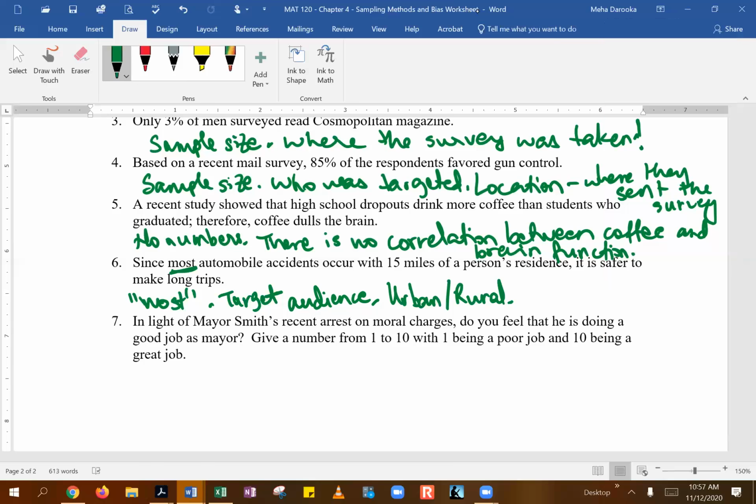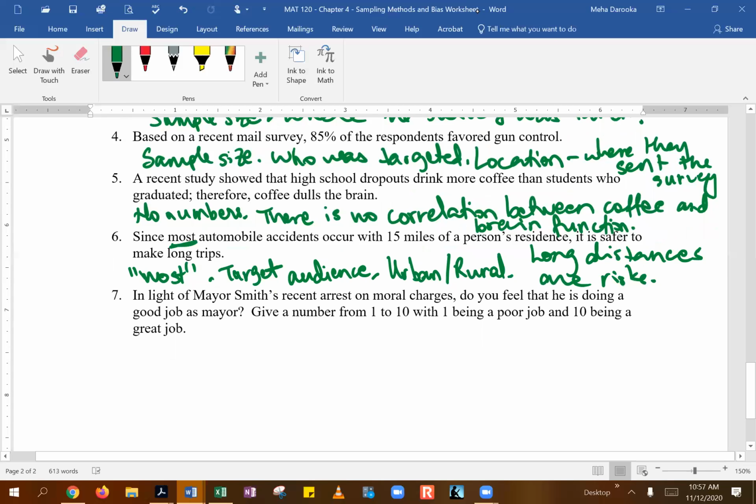So there can be so many reasons why accidents are occurring within those 15 miles of a person's residence. People maybe are not watching those stop signs. They are just driving right through those. So many different things. So again, it's not necessarily safer, because long distances can have their own risks also. So just again, make those arguments with yourself, like what about this statement does not seem right.